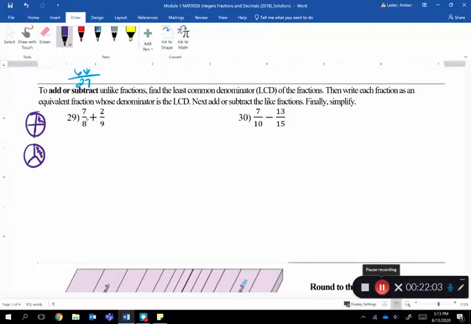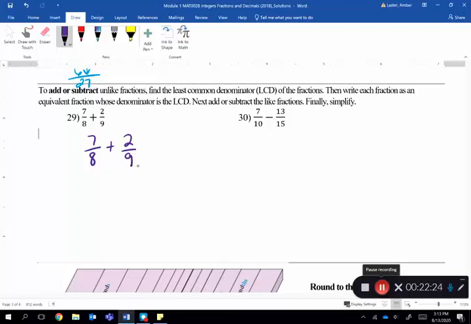Okay? So we look at the two fractions at the denominators. In this case, it's 8 and 9. And what we want to do is find a number that they could both multiply to. It's always got to go up unless one is a factor of the other. That they could both multiply up to, right?